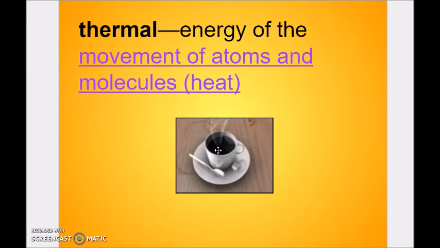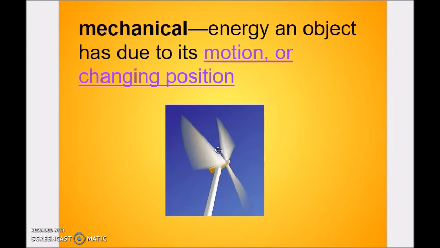Okay. Next, mechanical energy. All right, mechanical energy is an energy that an object has due to its motion or changing position. Mechanical energy doesn't have to be in a machine. I know mechanical sounds like a machine, but it doesn't have to be. It's just anything that is moving or in motion or changing position. Even you have mechanical energy when you are moving.